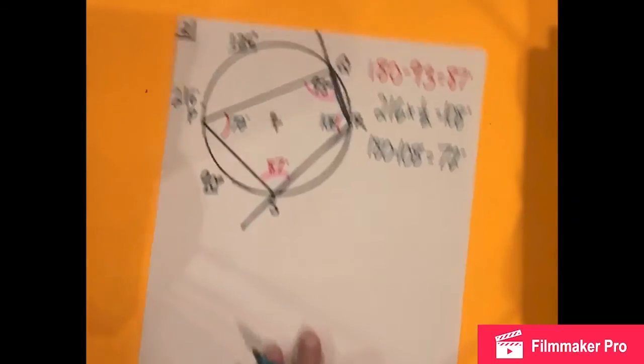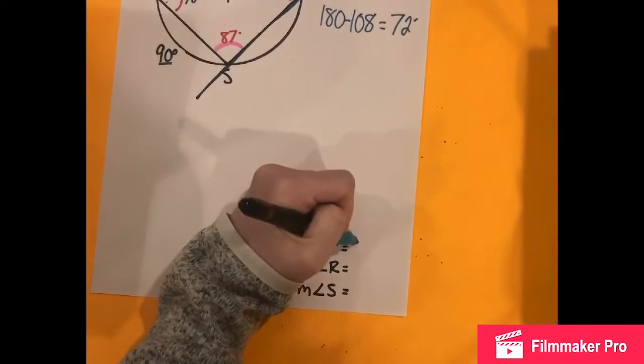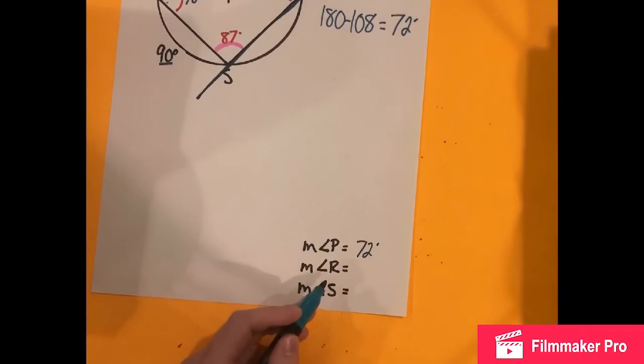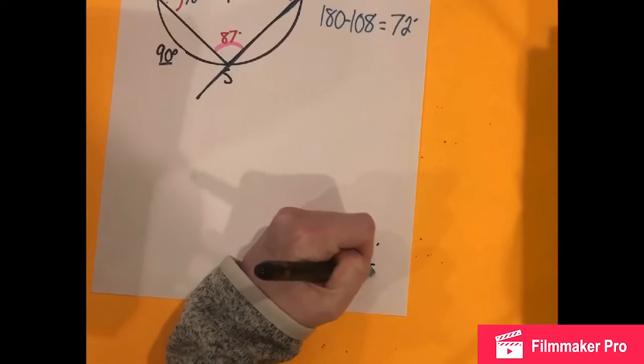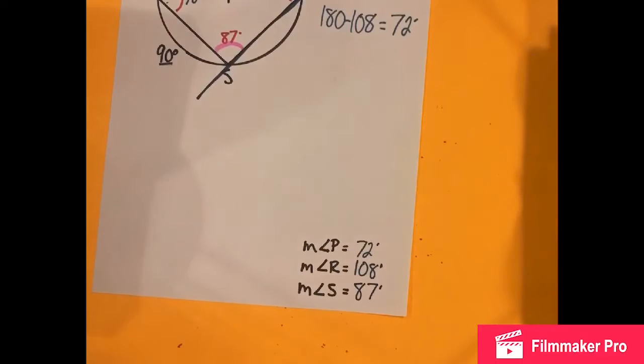Last thing I'm going to do is go ahead and fill in what they actually want. So the measure of angle P is 72 degrees. The measure of angle R is 108 degrees. And lastly, the measure of angle S is going to be 87 degrees.